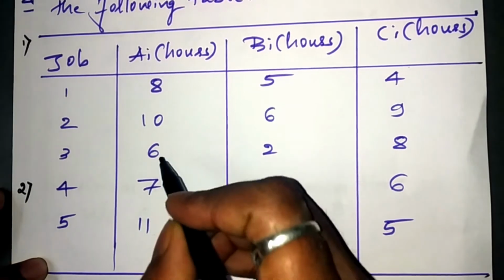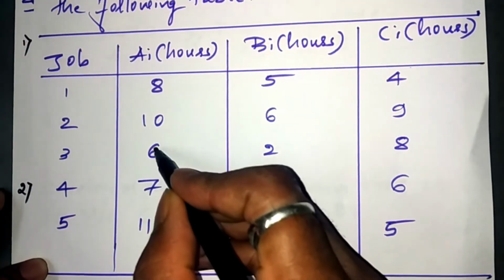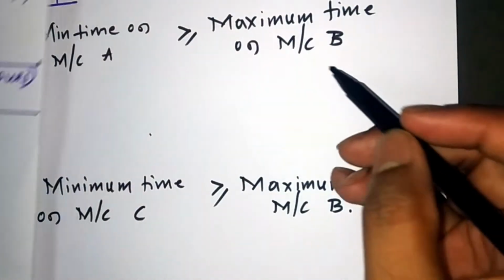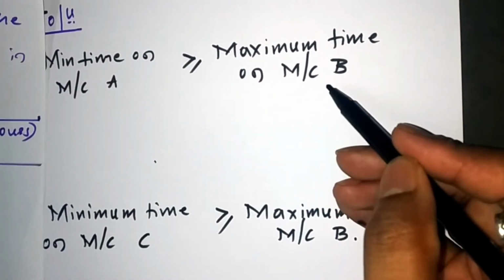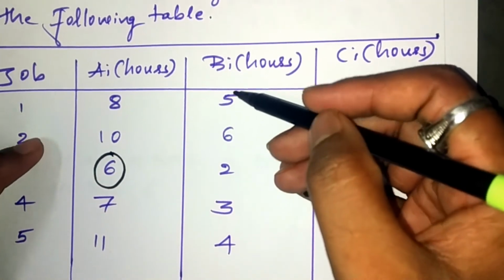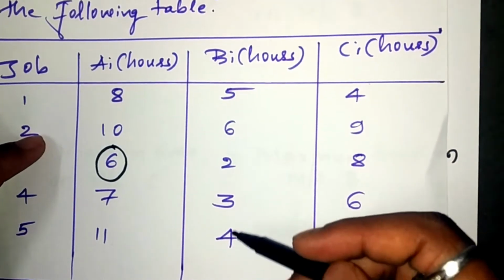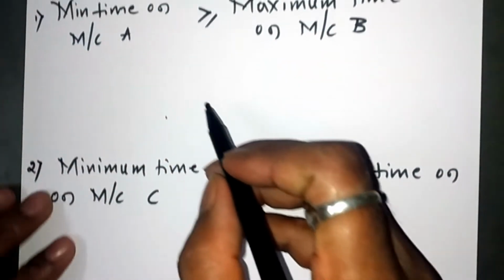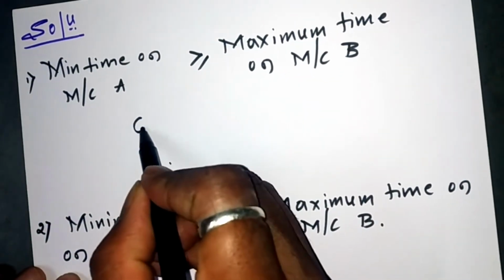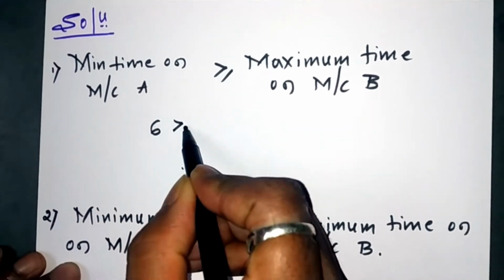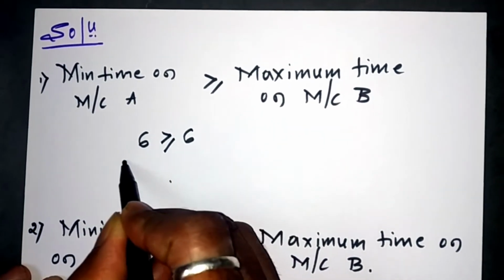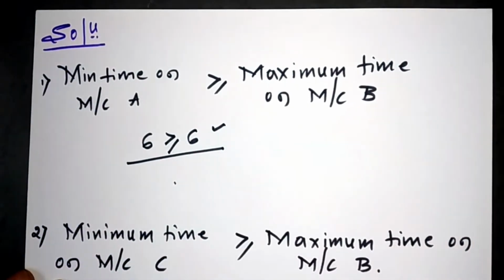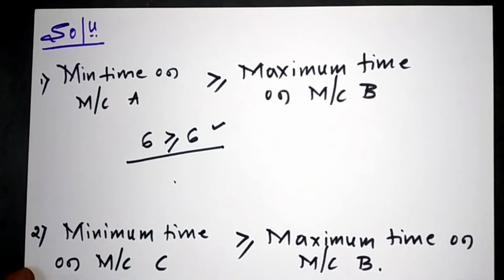First we'll see the minimum time on machine A. For machine A, the minimum time is 6, and the maximum time on machine B, in this column, is 6. So the minimum time on machine A is 6, and it should be greater than or equal to 6. The first condition is satisfied. Let us move on to the second condition.